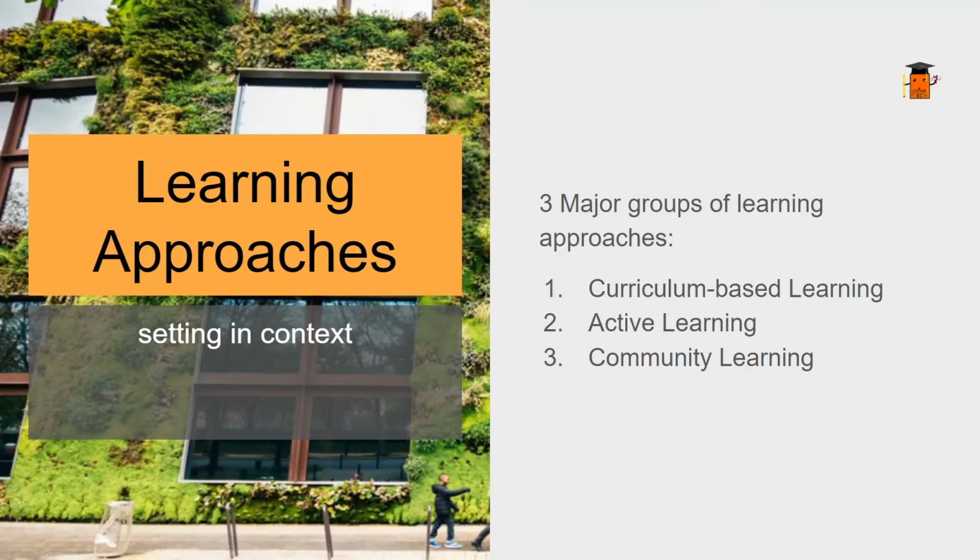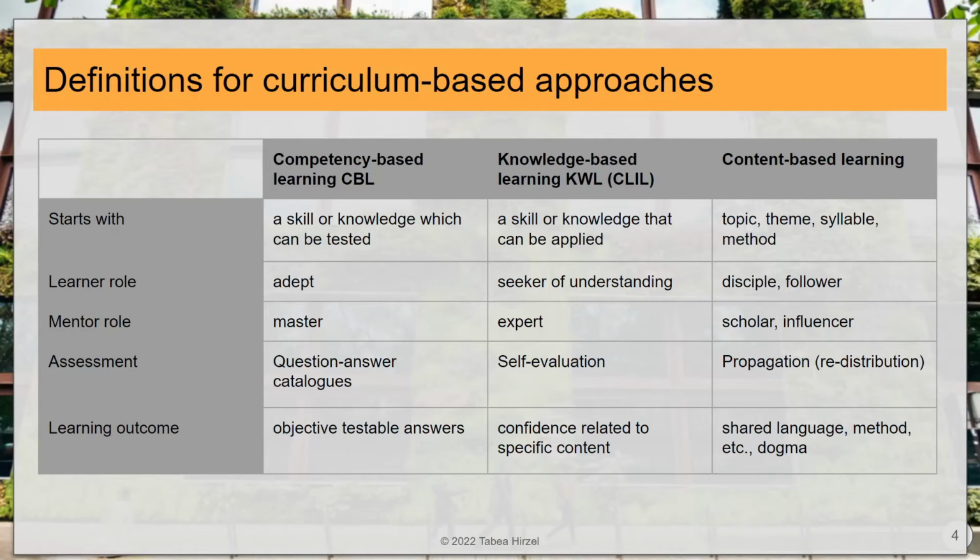So the 3 major groups I found: the traditional curriculum-based learning approach, of course, which is more sophisticated than it seems, then the active learning approaches, and community learning. I will briefly show how they are defined and how they connect. Curriculum-based approaches can be divided into 3 groups: competency-based learning, or CBL, knowledge-based learning, KBL, and content-based learning.